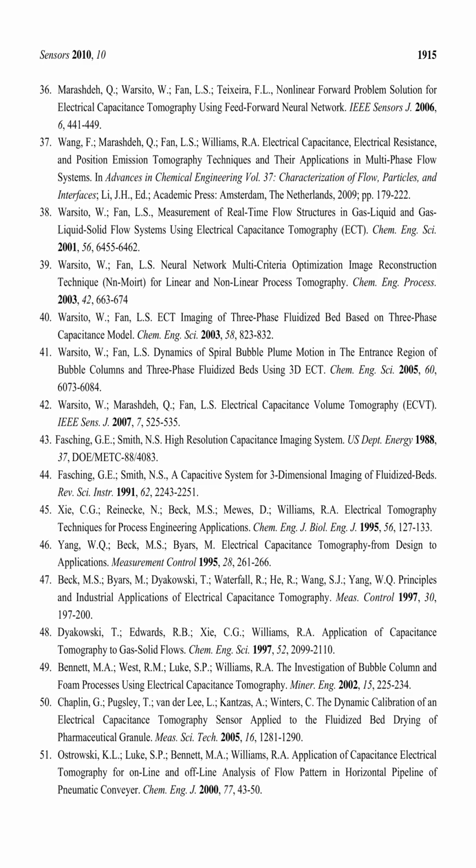9. Bennett M.A., West R.M., Luke S.P., Williams R.A. The investigation of bubble column and foam processes using electrical capacitance tomography. Mineral Engineering, 2002, 15, 225. 0. Chaplin G., Pugsley T., Van der Lee L., Kantzas A., Winters C. The dynamic calibration of an electrical capacitance tomography sensor applied to the fluidized bed drying of pharmaceutical granule. Measurement Science Technology, 2005, 16, 1281.